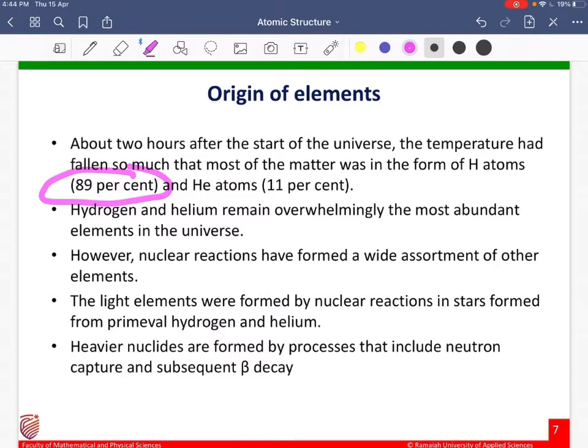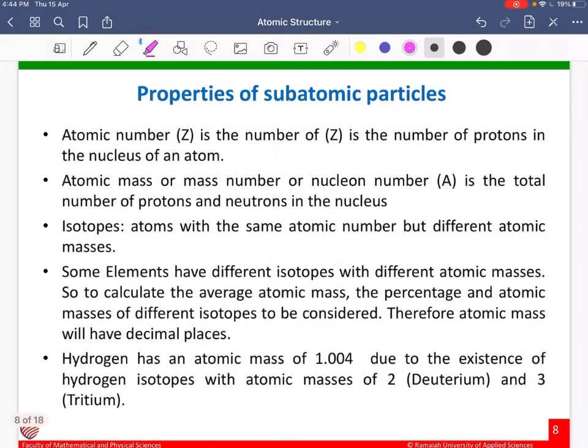The light elements were formed by nuclear reactions in stars, from the primeval hydrogen and helium. Heavier nuclides are formed by processes that include neutron capture and subsequent beta decay.